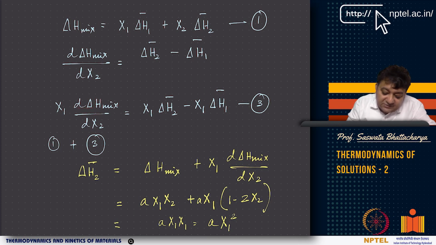Now you have d delta H mix dx2, you multiply with x1 because you want to find this and this. So I multiply with x1, so x1 delta H2 bar minus x1 delta H1 bar. So basically delta H2 bar is delta H mix plus x1 d delta H mix dx2. So this becomes a x1 x2 plus a x1 (1 minus 2x2), which becomes a x1 times x1, or a x1 square. So delta H2 bar is a x1 square.